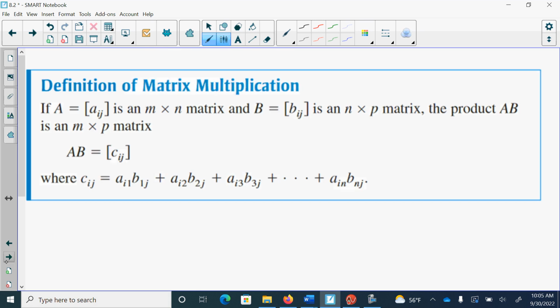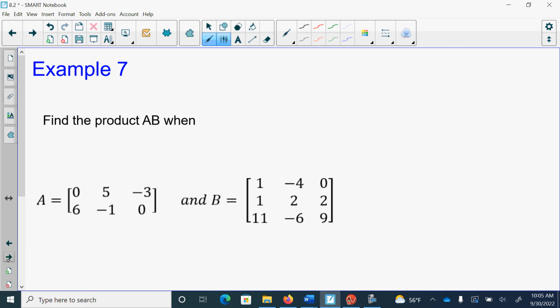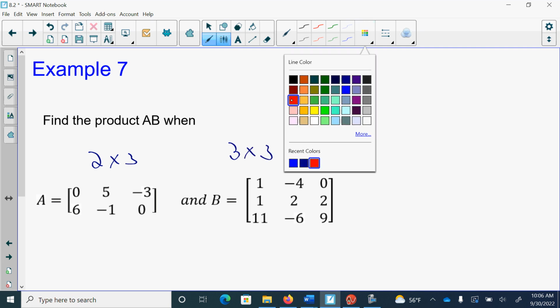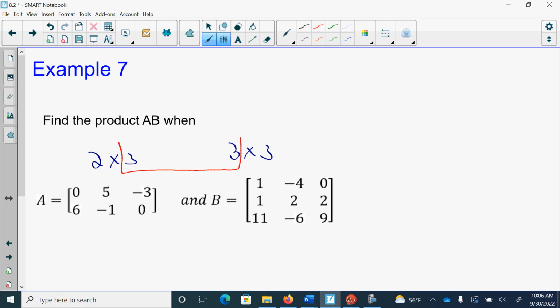Okay, matrix multiplication. Let's just do one. Ready? In order to do the product, this is a 2 by 3. This is a 3 by 3. In order to multiply, this number of columns has to equal this number of rows. So when I write them next to each other, I write 2 by 3, 3 by 3. If those numbers match, that means I can do it. And then my answer will be the size of what's left over. So in this case, my answer will be a 2 by 3.